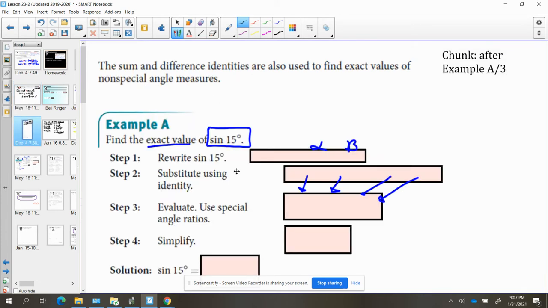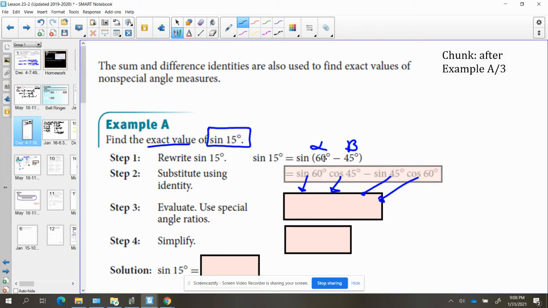We can also use this to find exact values of these non-special angles. So angles that are not necessarily on our unit circle, but we can derive them using values of the unit circle. So for instance, sine of 15 could be used as 60 minus 45. Okay, you could rewrite that. You could also use other values that when you subtract them are 15.